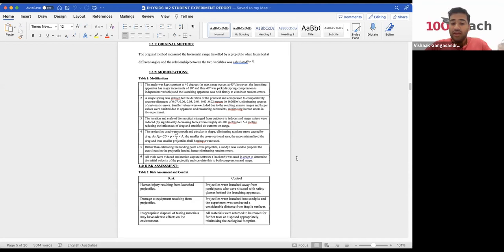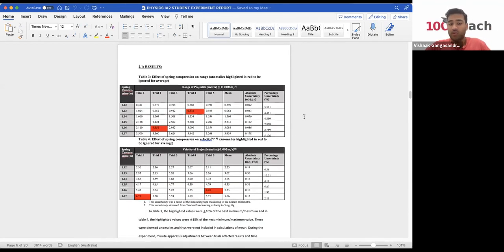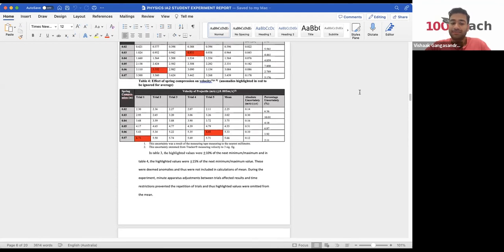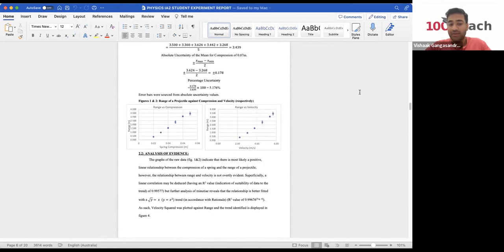Okay. Then risk assessment, don't spend much time on this. Results. This is what a good results section would look like. Okay. Have cool tables, shade your tables just so it's easier to read. Outlining outliers is another thing that teachers like, if you can identify outliers in your data, and then you can remove them from your data analysis. Okay, sample calculations, put a few sample calculations in there. This is what your raw data should look like.